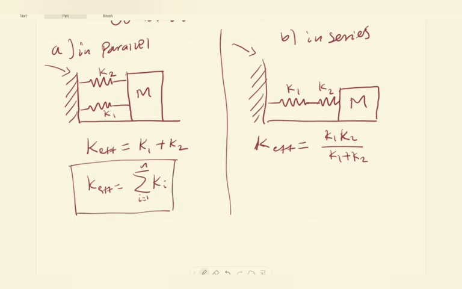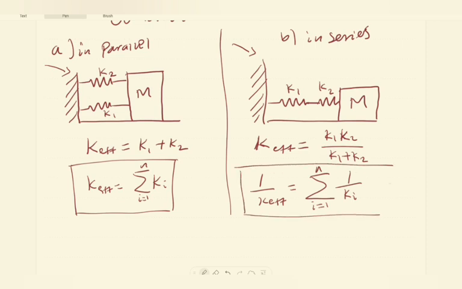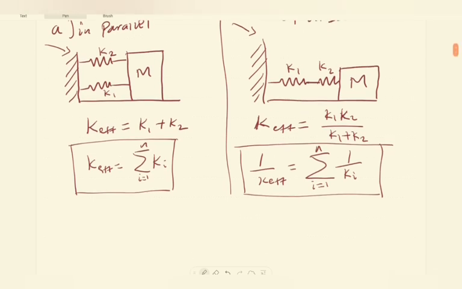So for series connection, this would be of course the inverse of the sum of the inverses of the spring constants. So 1 over K effective would be the sum of 1 over Ki, where i runs from 1 up to n number of connections. So here we have a general expression. So no matter how many springs, it's easy to find the effective constant using this formula.